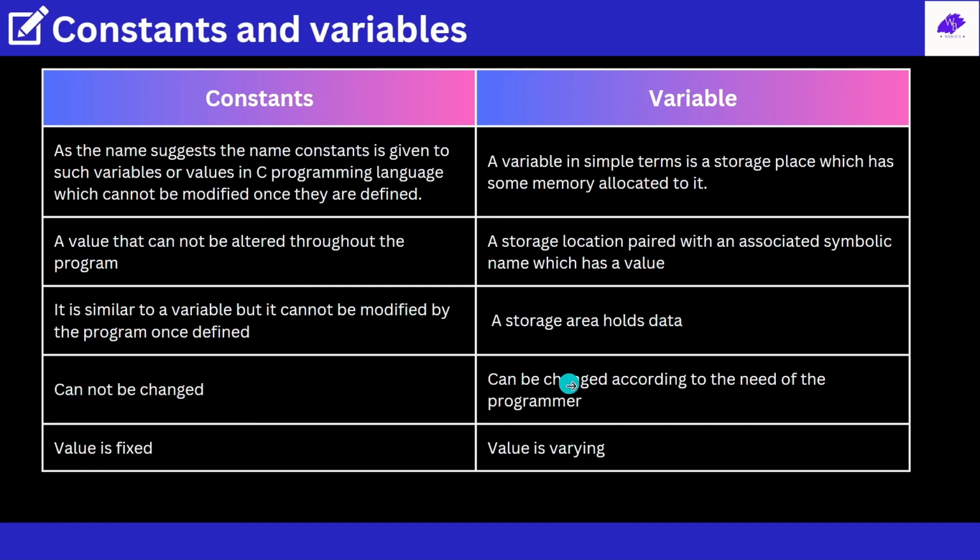Next, a constant cannot be changed, while a variable can be changed according to the need of the programmer. A constant's value is fixed, a variable's value is variable.